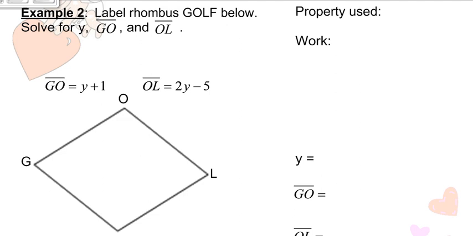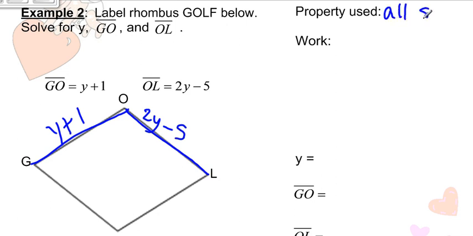So GO is this side, and OL is this one. Okay, and we know that GO is y plus 1, and OL is 2y minus 5. The property that we're going to use here, if it's only on the side length, is that all sides are congruent, right? All sides congruent. Okay, and if all sides are congruent, it means they're all equal.